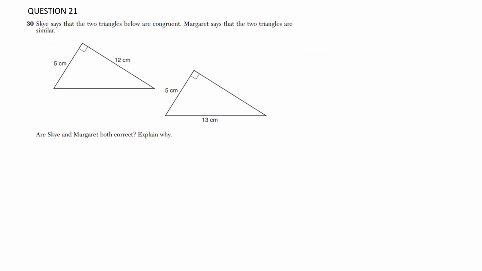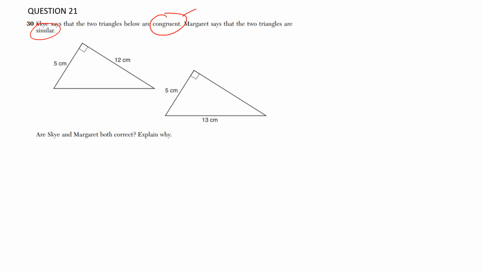All right, in this question, Sky says that the two triangles below are congruent. Margaret says that the two triangles are similar. Are Sky and Margaret both correct? And explain why. So the first thing we should do is be pretty clear about what these words mean, congruent and similar, right?